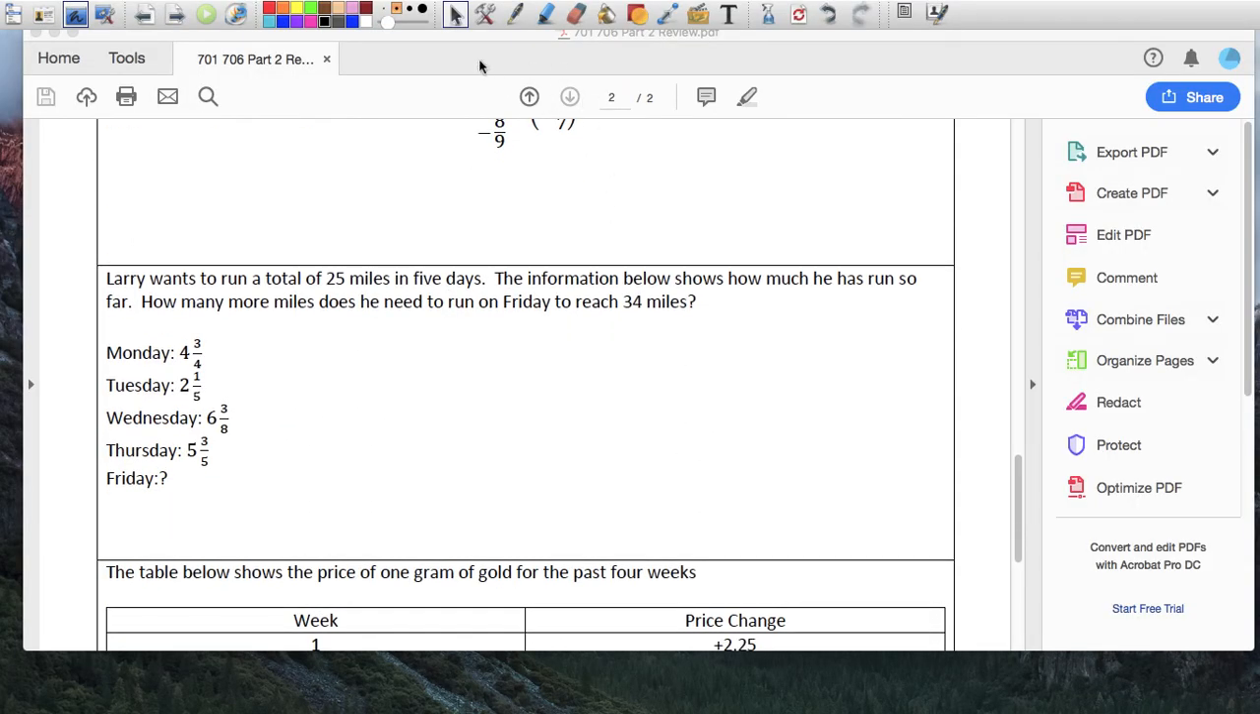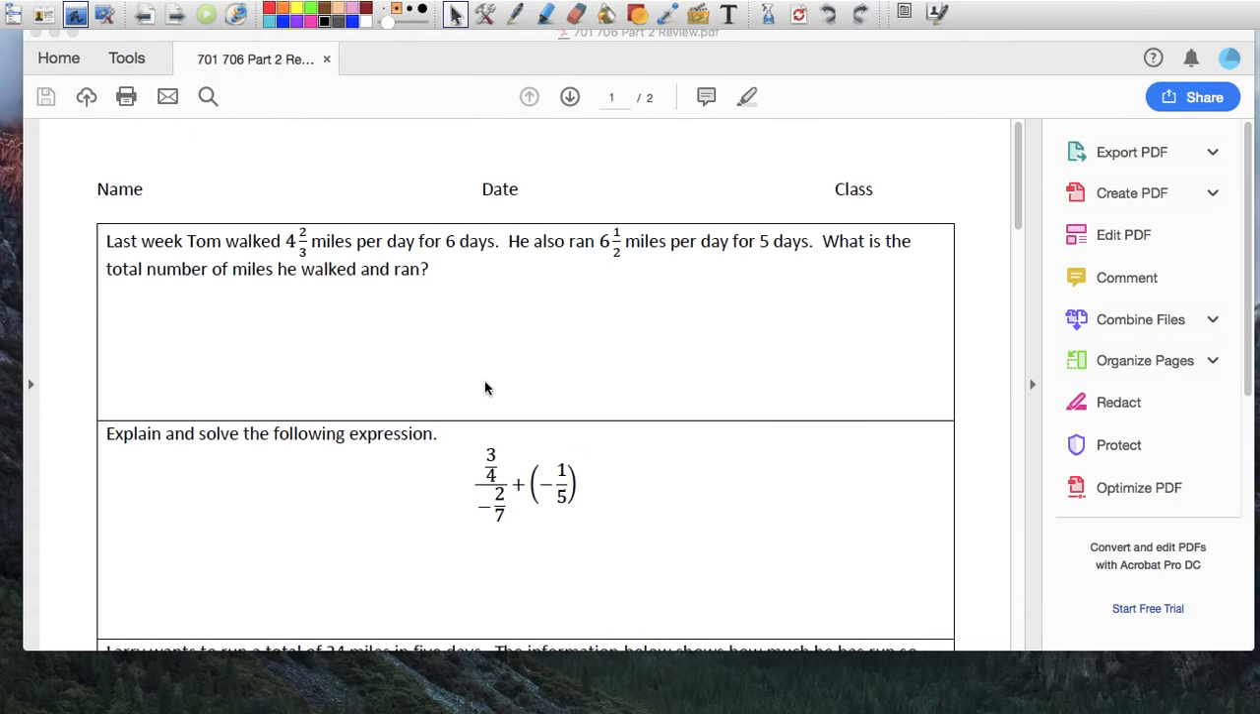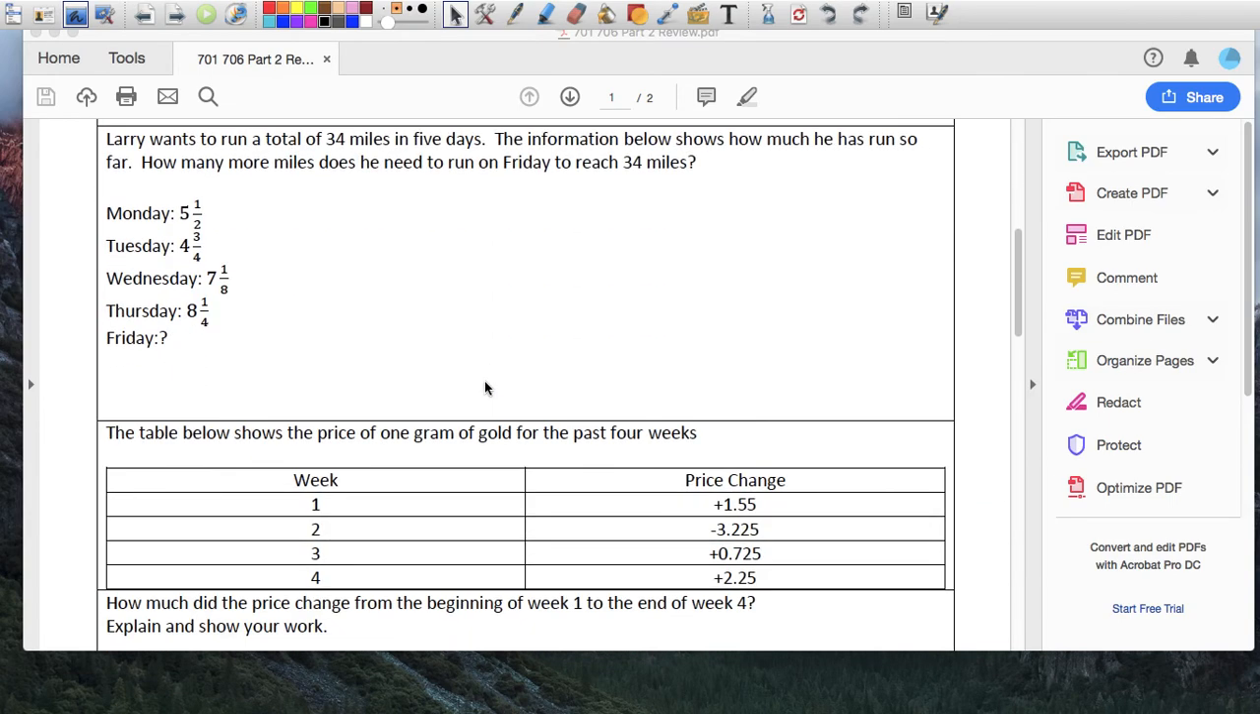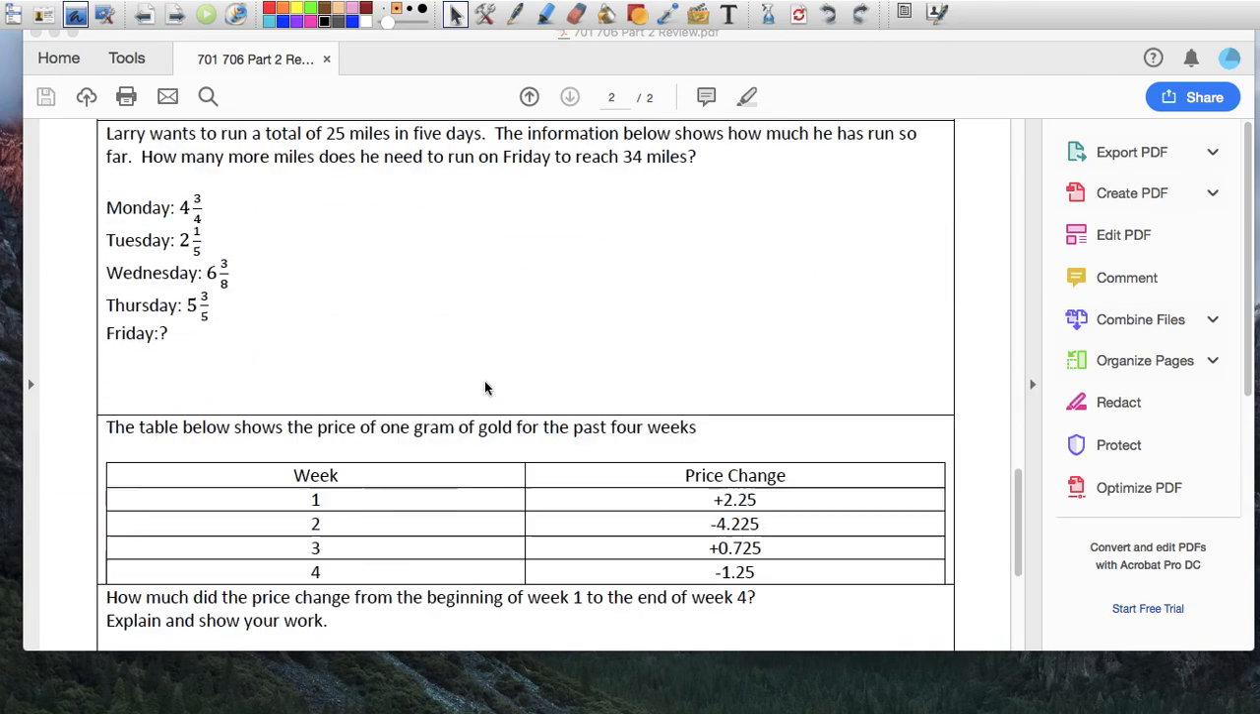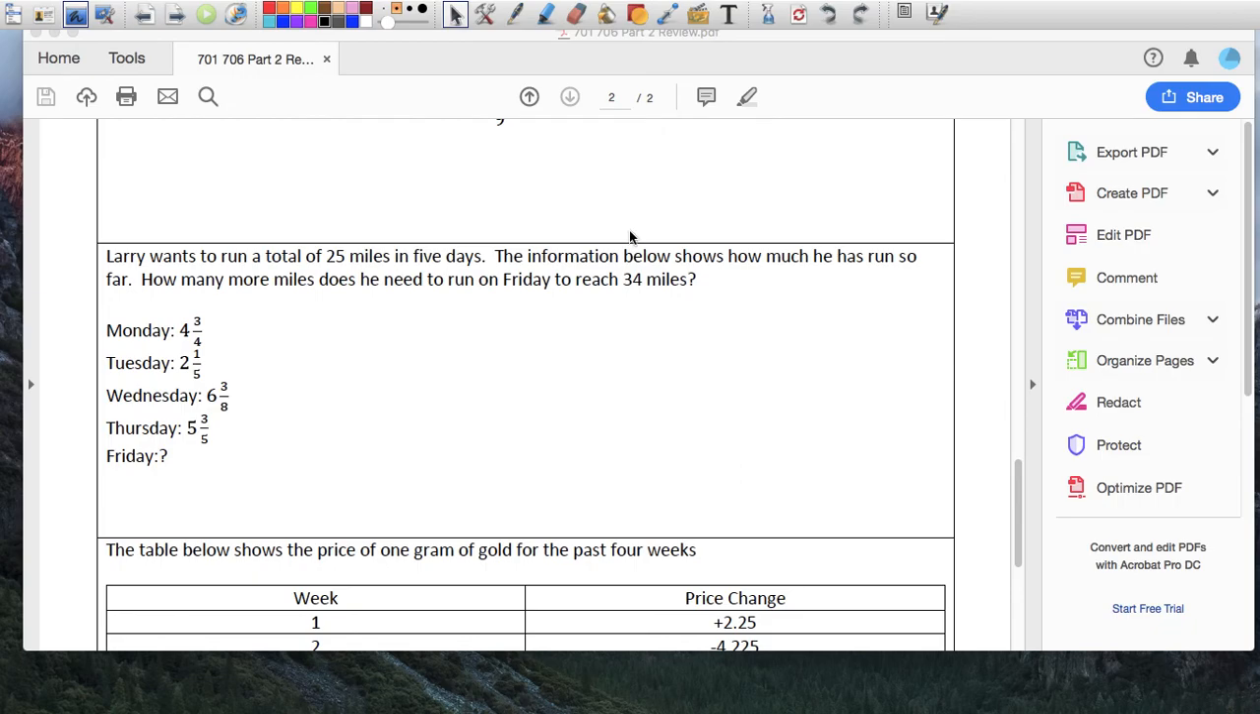Larry wants to run a total of 25 miles. So this is how much he ran so far. So how many more miles does he need to run on Friday to reach 34? Oh, sorry, there's definitely a mistake there. So let's keep this at 25. Change that and make it 25. So how much more does he need to run on Friday to reach 25 miles?